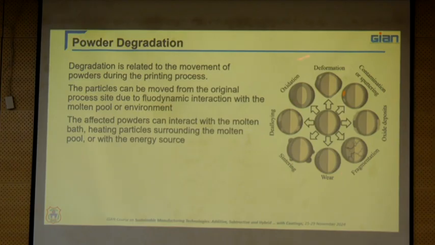That's why we need to think of degradation: deformation, oxidation, dealloying, sintering, wear, fragmentation or oxide deposition, because once we use the powder particles, all these come into the picture. Once we use your powder particles for printing, inside the vacuum chamber or in an argon atmosphere, they come across all these process parameters, because your molten pool is surrounded by the powder particles. Those powder particles are going to be affected by heating, by the molten pool, by the energy source, or by fluid dynamics interactions.